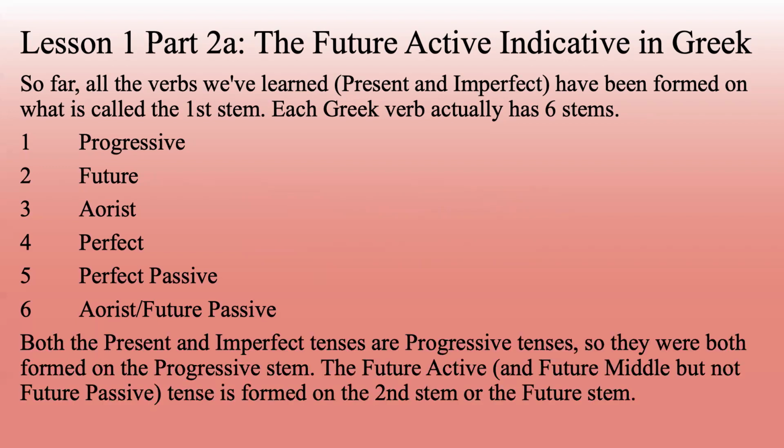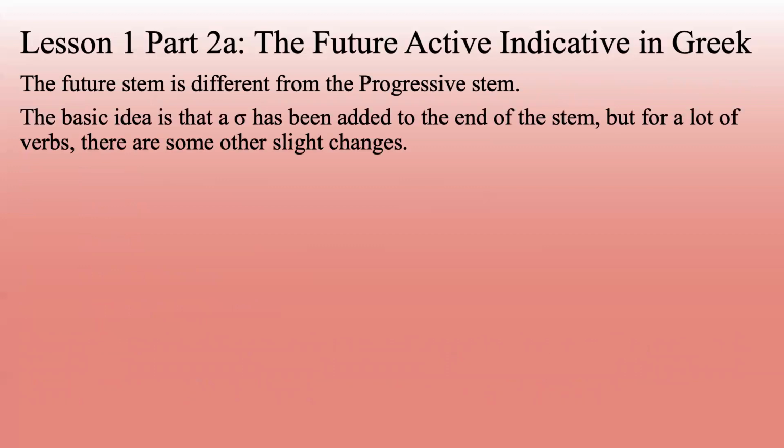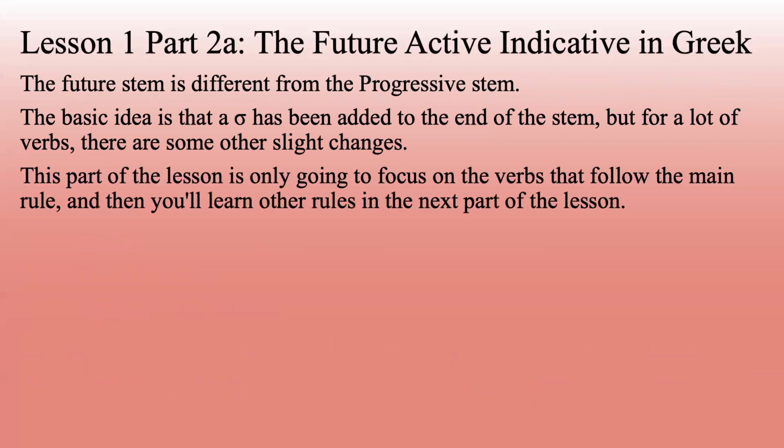Both the present and the imperfect tenses are progressive tenses, so they were both formed on the progressive stem. The future active and future middle, but not future passive tense, is formed on the second stem or the future stem. The future stem is different from the progressive stem. The basic idea is that a sigma has been added to the end of the stem. But for a lot of verbs, there are some other slight changes. This part of the lesson is only going to focus on the verbs that follow the main rule, and then you'll learn other rules in the next parts of the lesson.